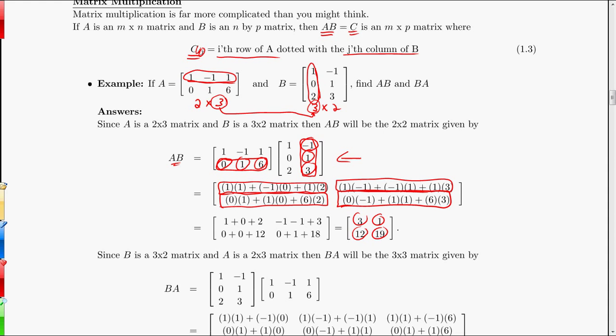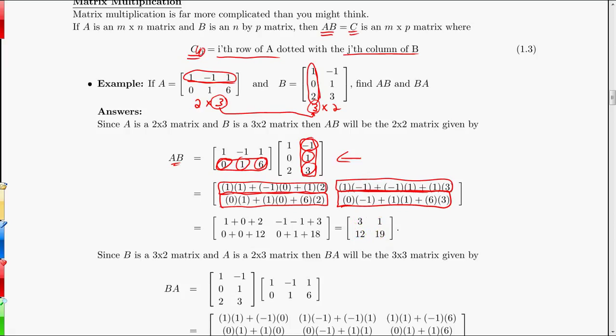Right? The process isn't very difficult, but there's a lot of multiplying and adding. And to do this in your head, you just have to take your time and do it carefully because there's an awful lot of places for errors to occur.